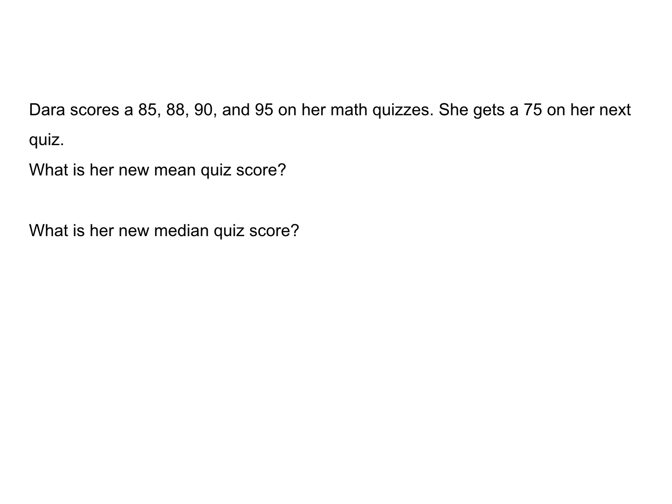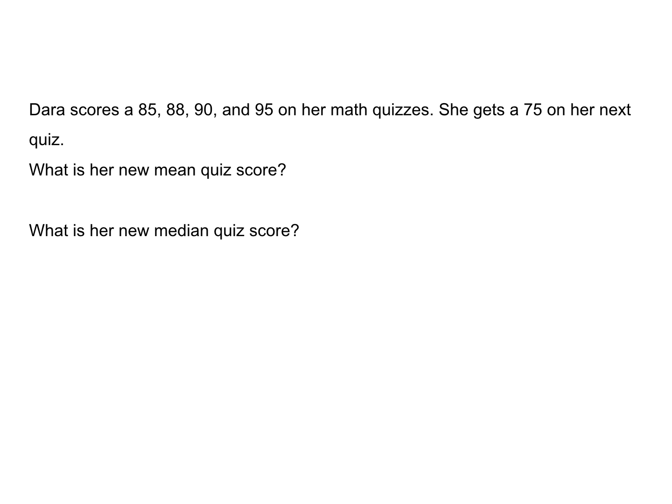Okay, so we're still with Dara. She has the same quiz scores, but then she gets a 75 on her next quiz. I know here it's asking you to calculate her new mean and new median, but I'm going to want you to pause and think, what do you think is going to happen? Do you think that her new mean quiz score is going to increase or decrease or stay the same? What about her median?